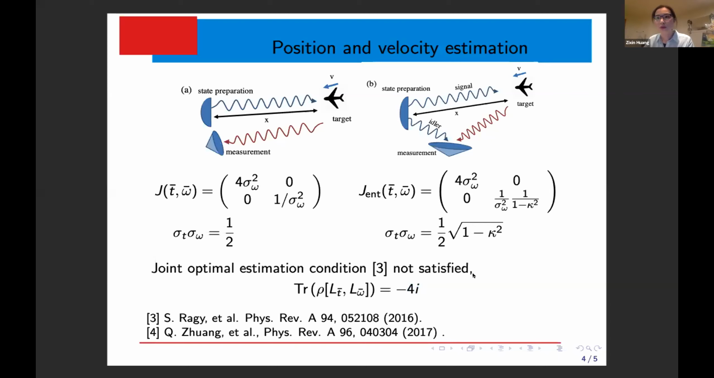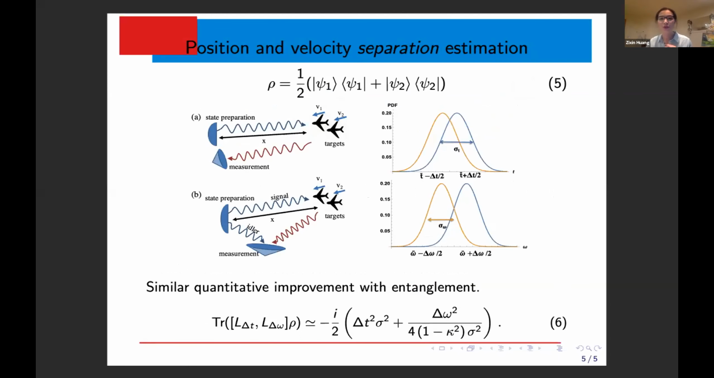Okay, so now let's look at two targets. And the goal here is to estimate the separation in velocity and range. So the pulses might have a time and frequency profile like this. Traditionally, if the signals overlap, you would have trouble resolving this separation using intensity measurements. However, you can using a phase-sensitive measurement. So what we see in the quantum Fisher information matrix is that you have an analogous quantitative improvement when you use entanglement.